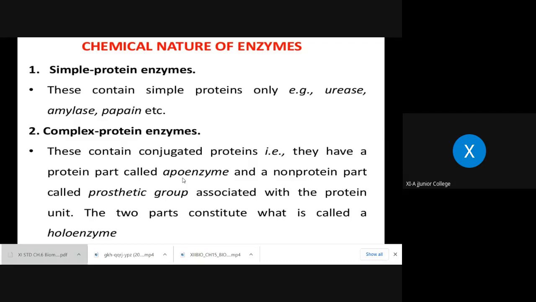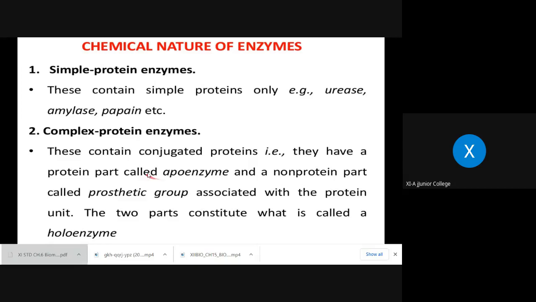But what does complex protein enzyme mean? These contain conjugated proteins. That is, they have a protein part called apoenzyme and a non-protein part called the prosthetic group associated with the protein unit. And the two parts together constitute what is called the holoenzyme. Now, three words you need to remember. First, apoenzyme. Second, prosthetic group. And the third, holoenzyme.